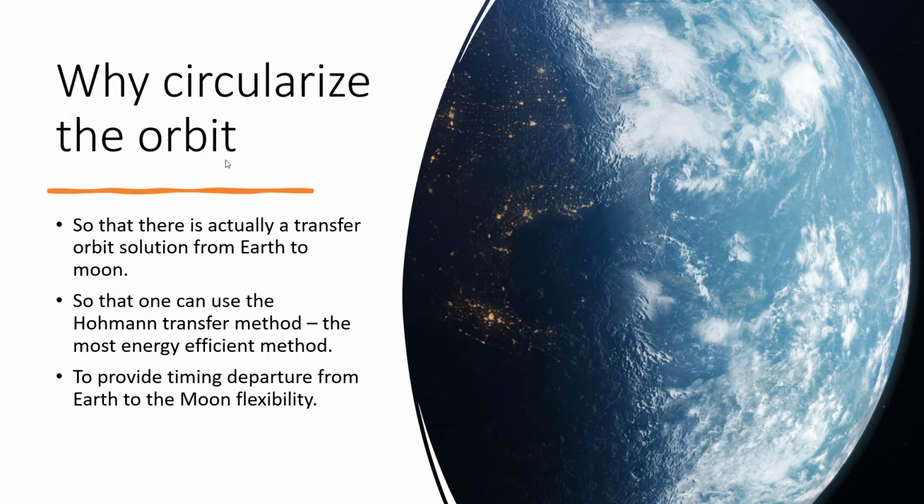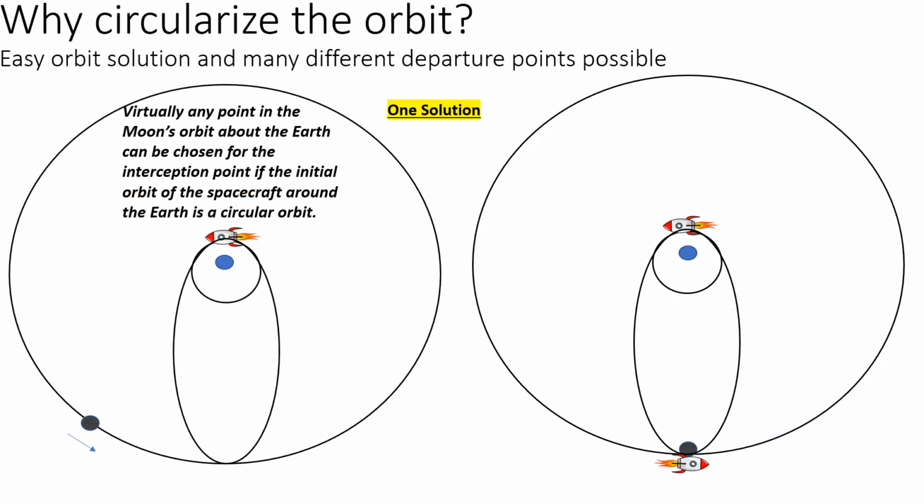Why circularize the orbit of the spacecraft around the Earth prior to leaving the Earth for interception with the moon? Three reasons I came up with. One, so that there is actually a transfer orbit solution from Earth to the moon. Two, so that one can use the Hohmann transfer method, which is the most energy efficient method. And three, to provide timing flexibility for departure from Earth to the moon. Why circularize the orbit? Well, there is an easy orbit solution and many different interception points in the moon's orbit around the Earth.